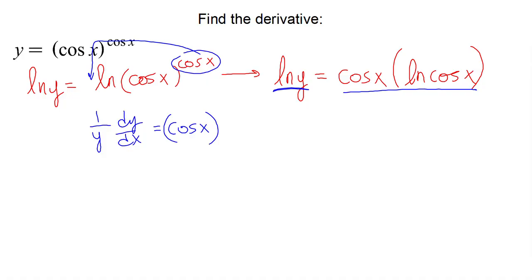Well, we'll do that a little bit off to the side, right? Natural log of cosine x is natural log u, with u equal to cosine x. Well, the derivative of natural log u is 1 over u, and the derivative of cosine x is negative sine of x.